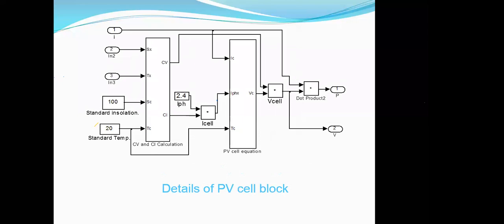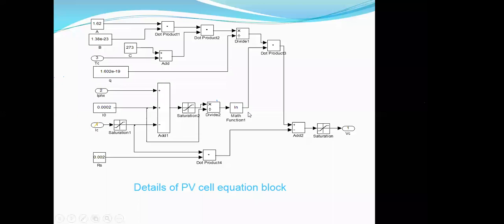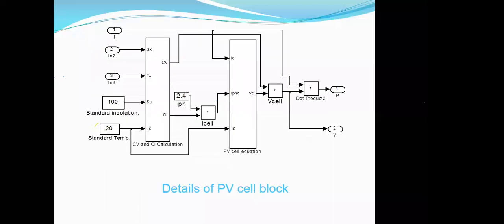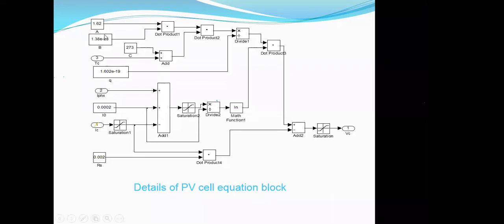In this, we have again blocks which are connected together. One is the PV cell equation block, and the other one is the CV and CI calculation block, which holds the four equations we discussed here. The first equation, V is equal to AKTC by Q ln of IPH plus I naught minus IC, is in this PV cell equation block. If we open this block, we'll get this.